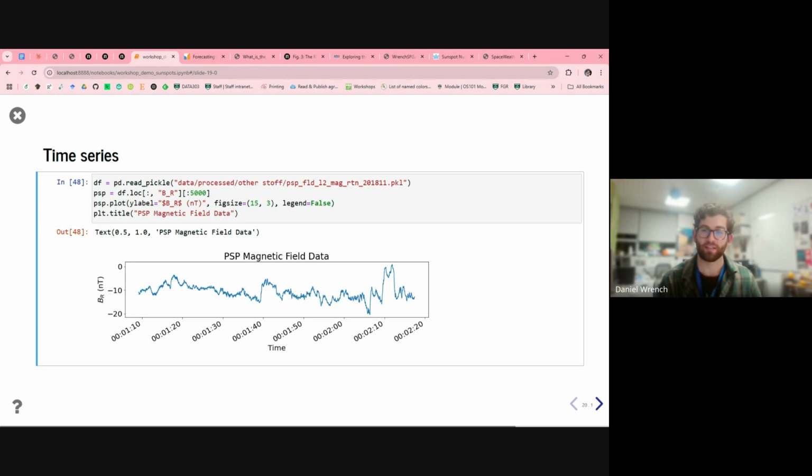So it is a time series. We're measuring from a point in space, and we see some fluctuations. As we'll see, it can be described as turbulent. Any other observations?